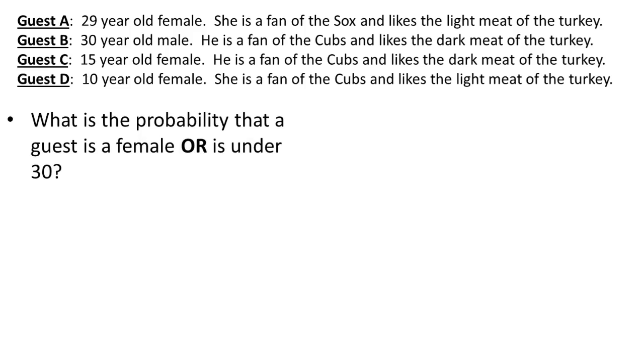What is the probability that a guest is a female or is under 30? With or probability, you have to add the individual probabilities together. So first I need to find the probability that a guest is female. I have 4 total guests, of which 3 are female. That's a 3 in 4 probability. The probability that they are under 30, we just found, there's 4 total guests, 4 total outcomes, and 3 of those are under 30. So I'm going to add those fractions together.